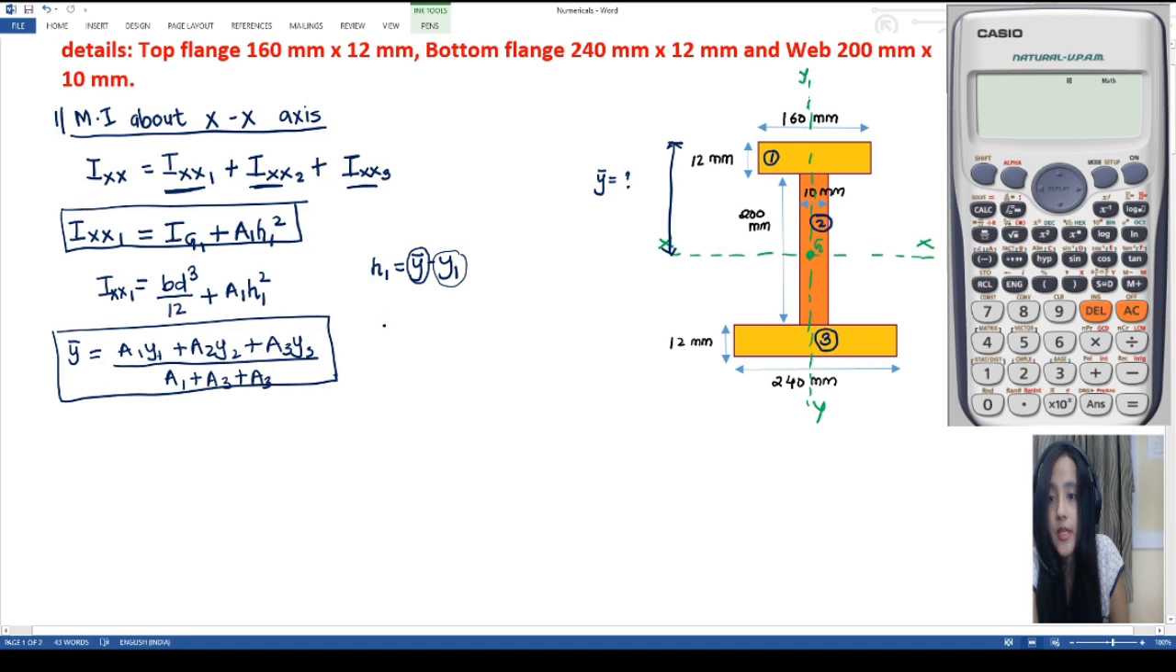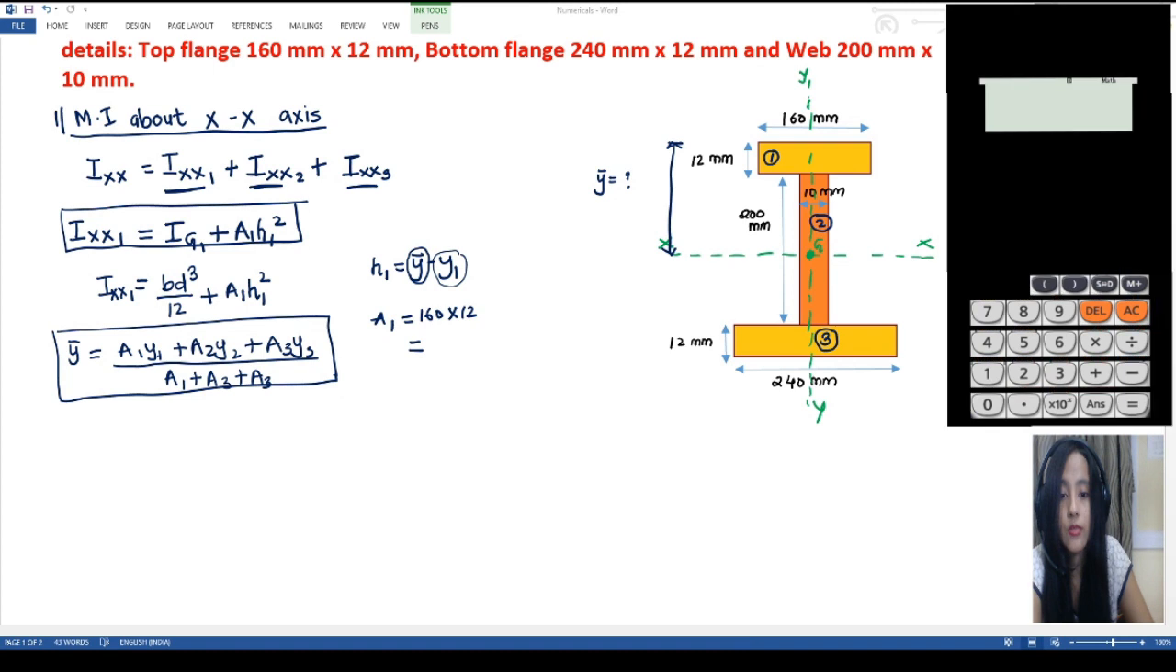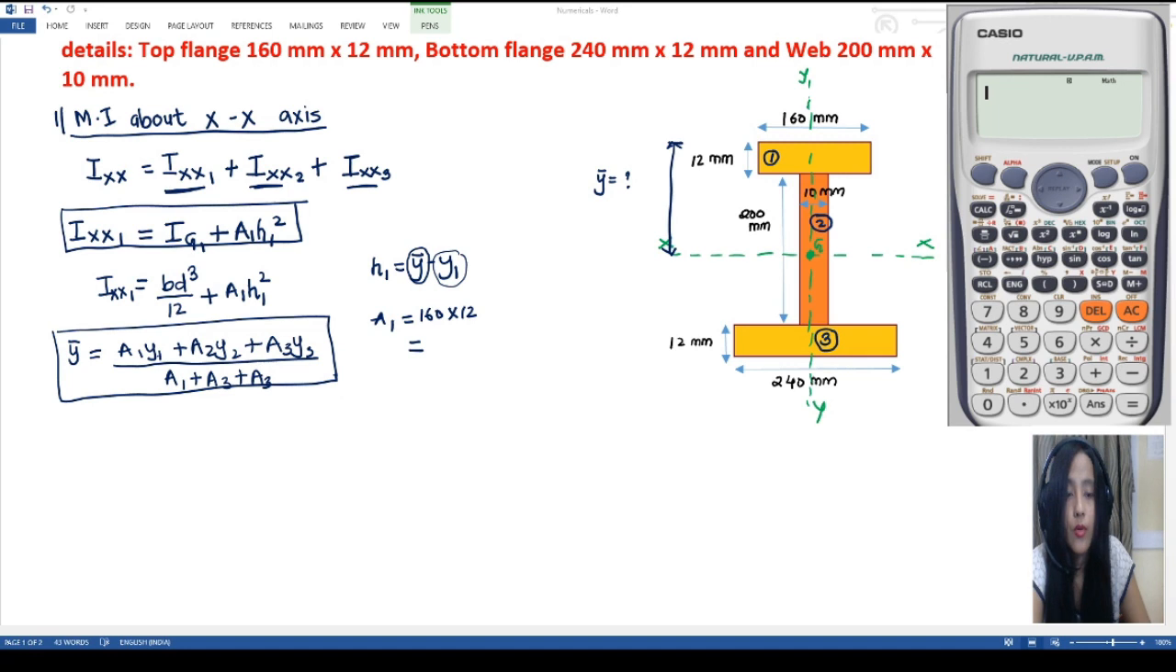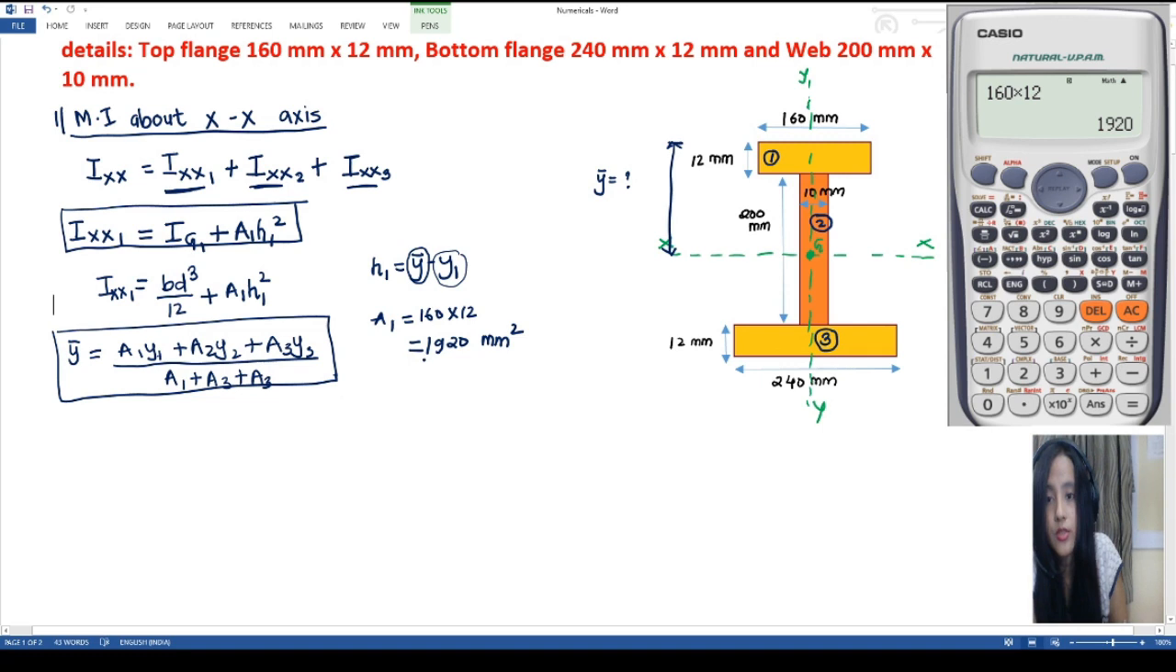Now let us first find area 1. Area 1 for the first section here will be equal to 160 into 12. Let us solve it in the calculator. 160 into 12 is coming equal to 1920 mm square. So this is my area 1.